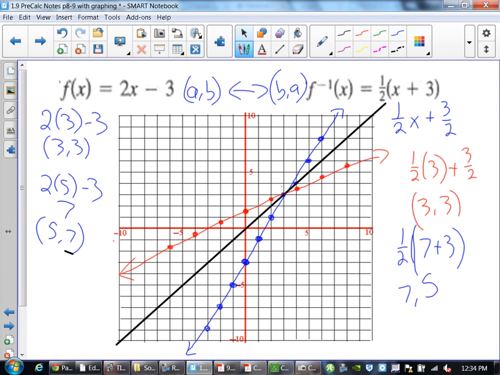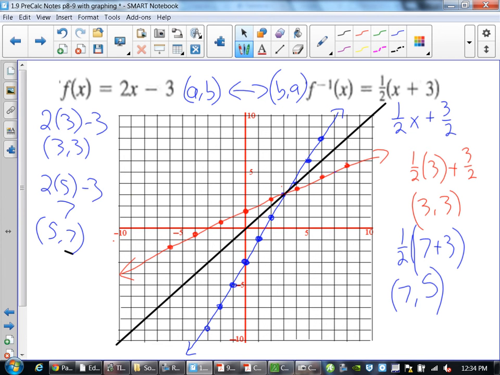So the ordered pair flips. Yay. That's what we're looking at here. At 5, it was at 7, which means here at 7, it's 5. That's all that means. It's reflected over the line y equals x. And the reason it's y equals x is because f of g of x is x, and g of f of x is x. That's where this all comes from.